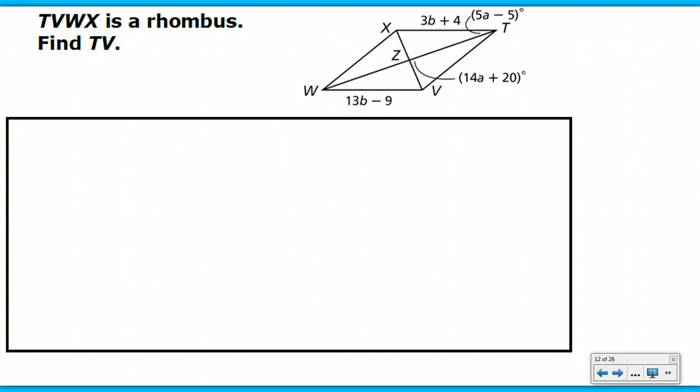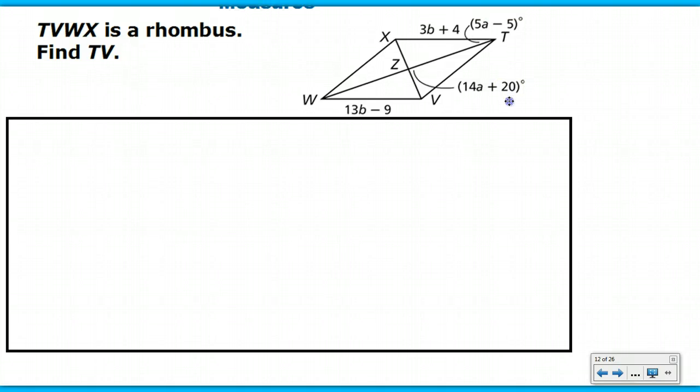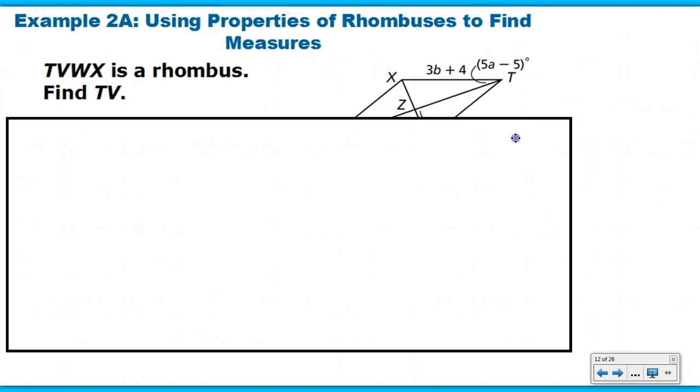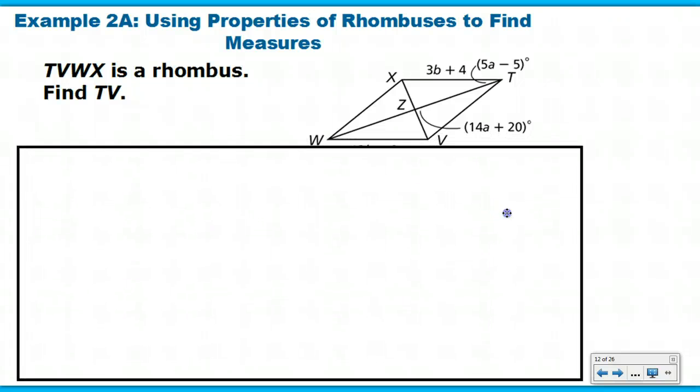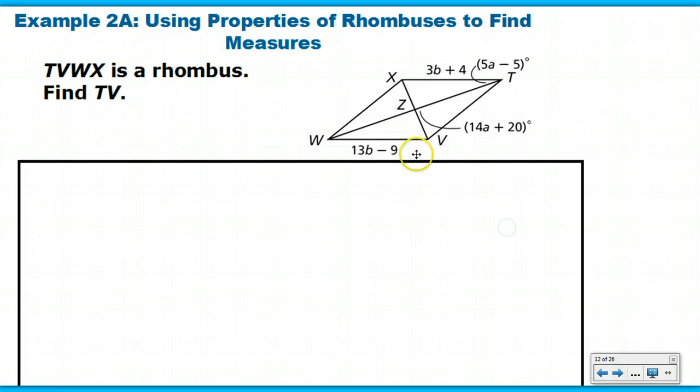Okay, very good. We've already said that you can apply the properties of parallelograms to rectangles and rhombuses. So let's see what we can do here. We are going to use properties of rhombuses to find the measures. We're asked to find TV. So why don't you pause and think about this.